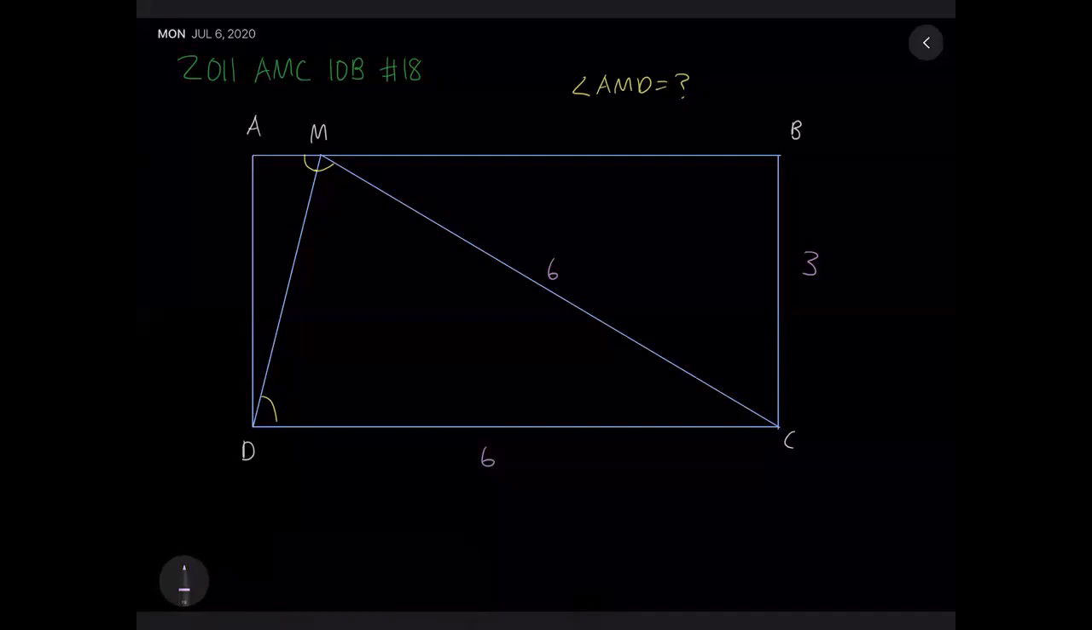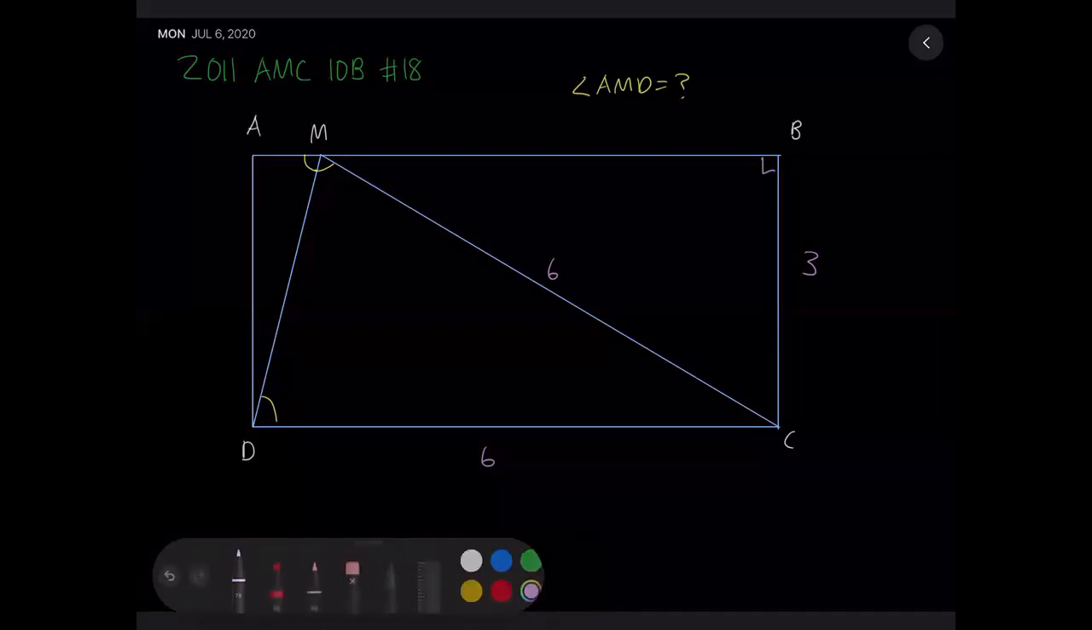So now we know that MC is 6. We notice that BMC is a 30, 60, 90 triangle yet again, because this is the right triangle over here. So we have a 1:2 ratio again. So therefore, angle BMC is equal to 30 degrees.